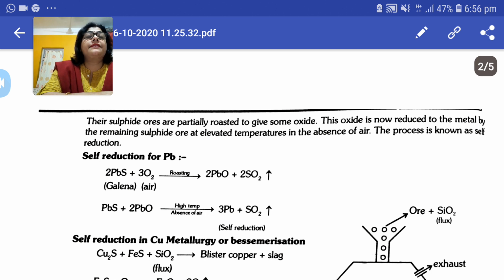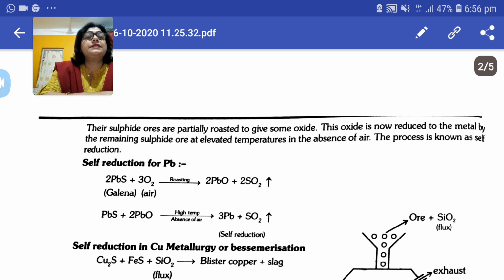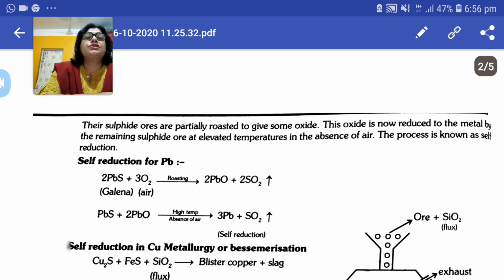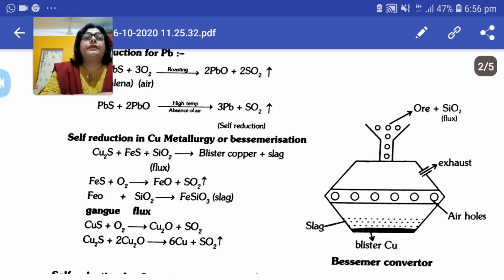So you can say that sulfide ores are first partially roasted to give you some oxide. This oxide is now reduced to metal by the remaining sulfide ore at elevated temperature in the absence of air. You will see that the second step is in the absence of air. So this process is known as self-reduction. Now this self-reduction process can be used in copper. When we do the extraction of copper, the steps which are done in the extraction of copper, we will find this again.